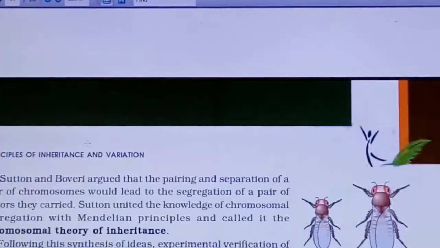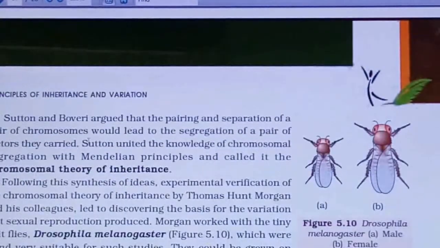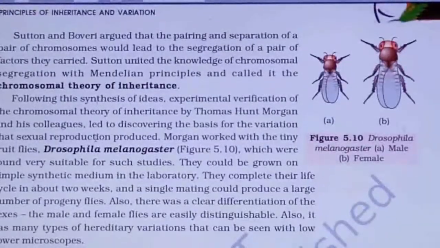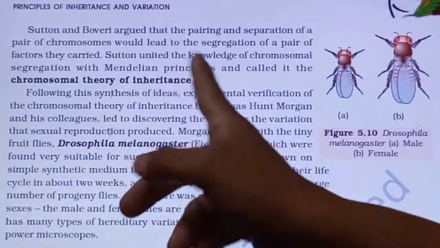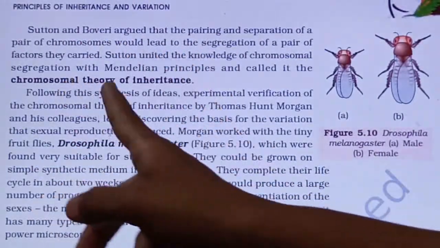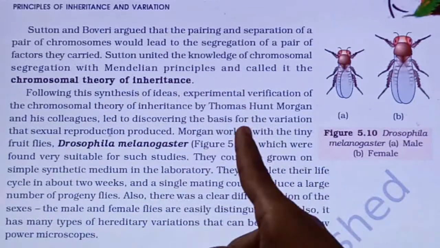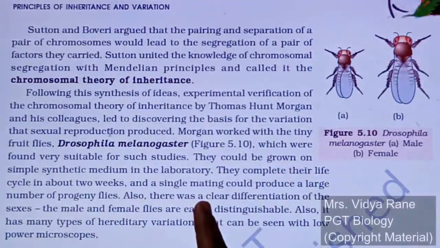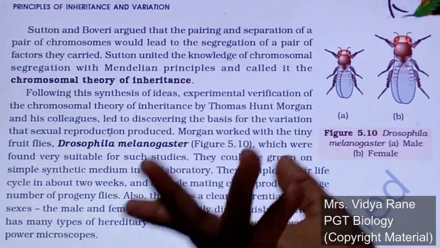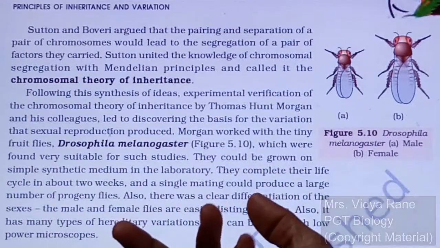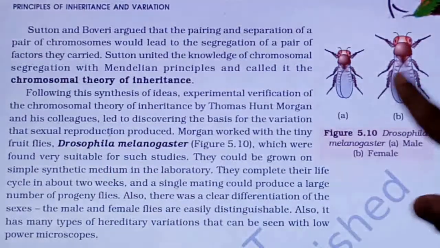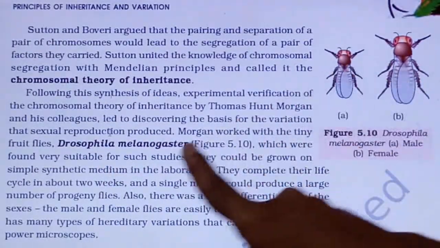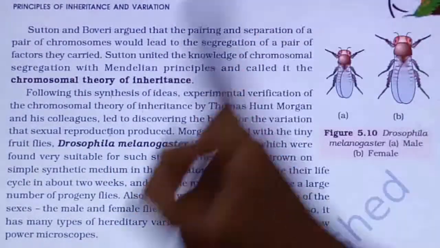Next, see page number 83. On page number 83, the chromosomal theory of inheritance is given. Sutton and Boveri gave the chromosomal theory of inheritance, and the question will be asked based on that. They worked on which specimen? That is Drosophila melanogaster. This name will be asked for 1 mark.